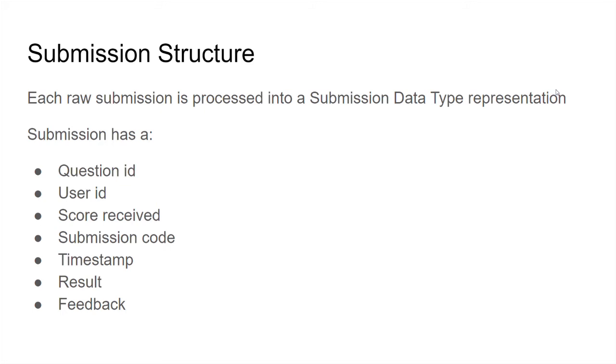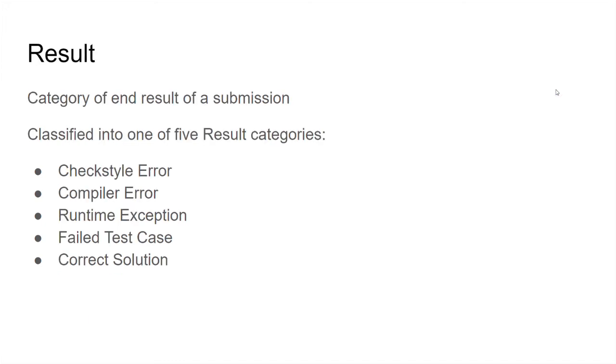Each raw submission is processed into a submission data type representation. A submission has the question ID, user ID, score received, submission code, timestamp, result, which I'll touch on in a second, and feedback, which would be the output when submitting the code. The result is the category of end result of a submission, and a submission is classified into one of 5 result categories: check style error, compiler error, runtime exception, failed test case, and correct solution.